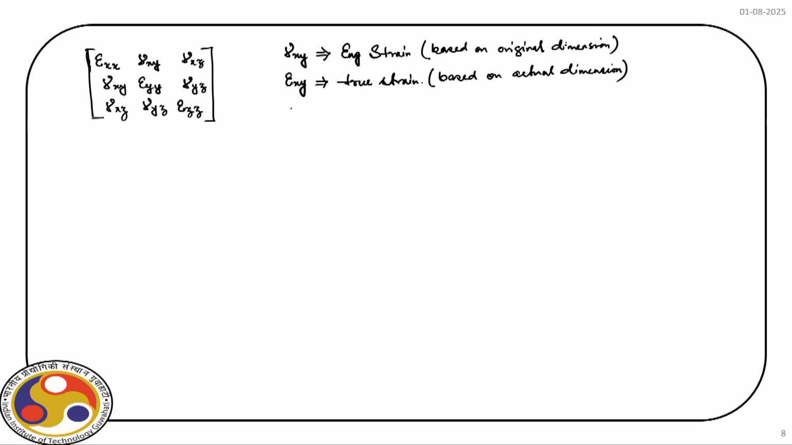And epsilon x y is nothing but half gamma x y. So, we can quantify either of them as and when it is necessary. So, now we can replace this strain field with epsilon also.